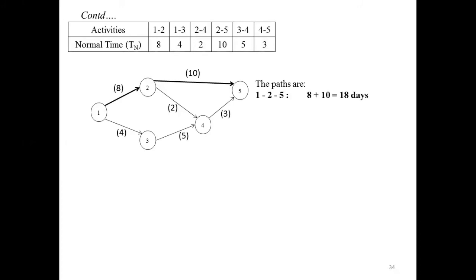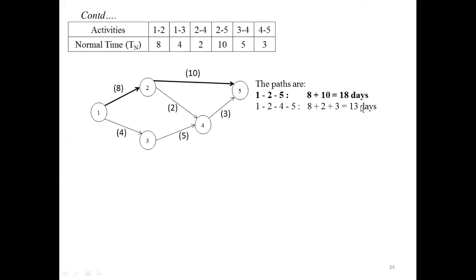First path: 1 to 2, 2 to 5 is 8 plus 10, so we have 18 days. Next path, we have 1 to 2, 2 to 4, 4 to 5. The second path is 8 plus 2 plus 3, we get 13 days.